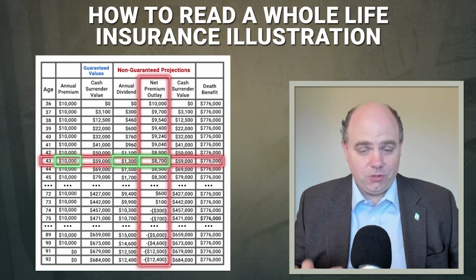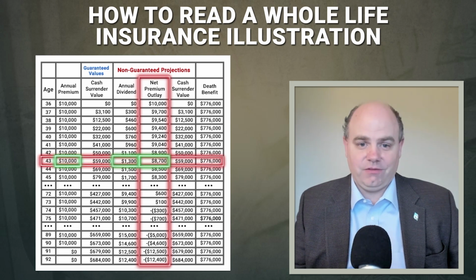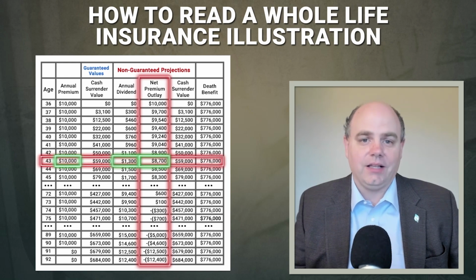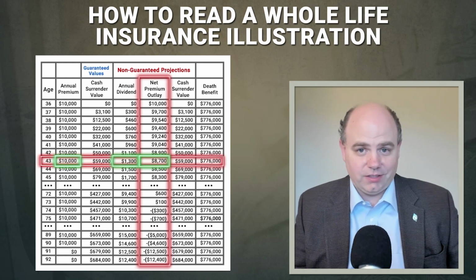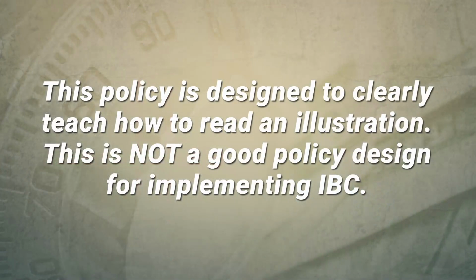Typically, if you have an IBC policy, you would not, from the beginning, be pulling the dividends out of it. Instead, you would be reinvesting the dividends into the policy to buy more life insurance. Okay, so again, this policy, the way I've illustrated it here, is not the correct way to do IBC. All I'm doing with this one is just teaching you how to read these numbers and understand what the columns mean.